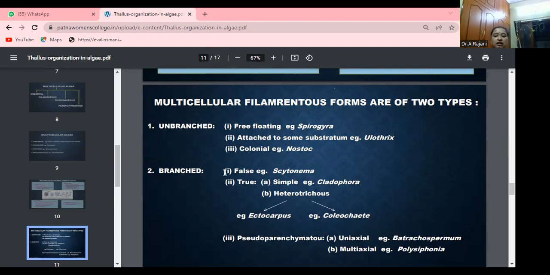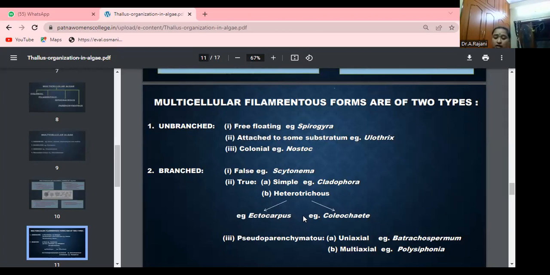Second one, branched. Here, like a tree, you can see two branches are there. But here, in the multicellular filamentous form, branching is again divided into two: one is a false branch, the second one is a true branch. False branch, best example, Scytonema. True branch, best example, Cladophora. The true branches are again divided into two more: one is a simple true branch, the second one is heterotrichous. Simple is Cladophora. Heterotrichous example is Ectocarpus.